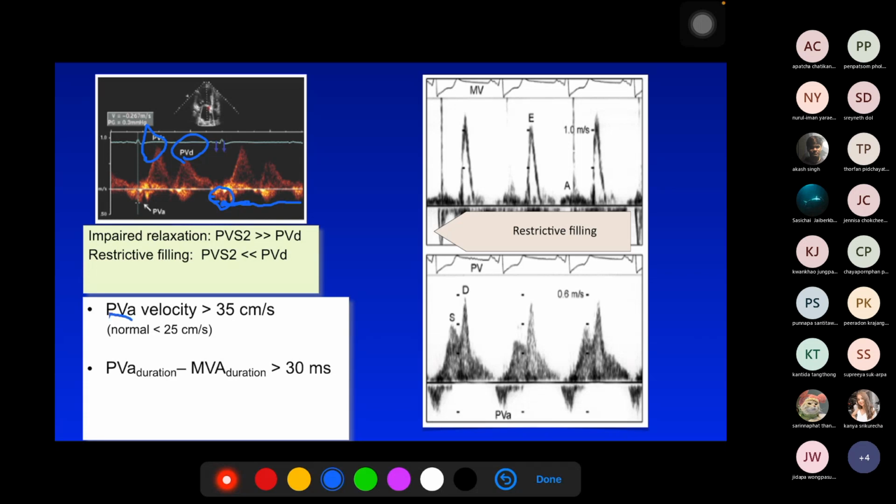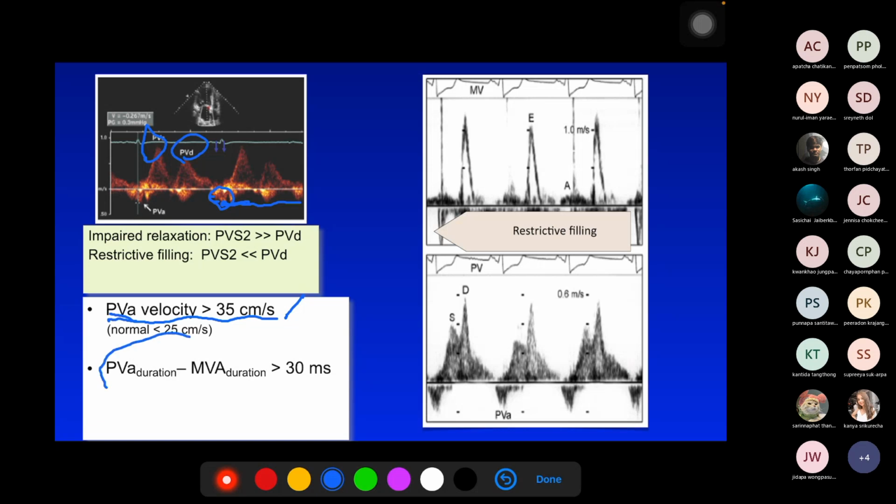If the patient has a PVA velocity over 35 centimeters per second, it represents high LA pressure and high LV filling pressure. Because it's very tough when the atrium kicks the blood into the LV with high LV filling pressure, more blood than usual goes back to the pulmonary vein and produces a PVA velocity over 35 centimeters per second. This is the abnormal number that represents the high LV filling pressure.